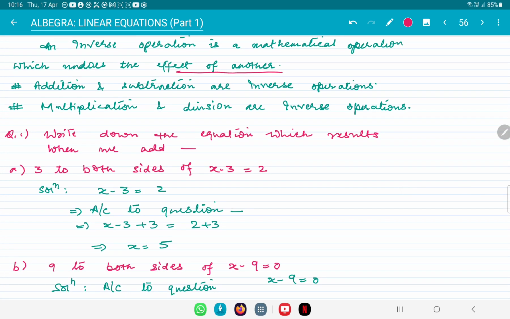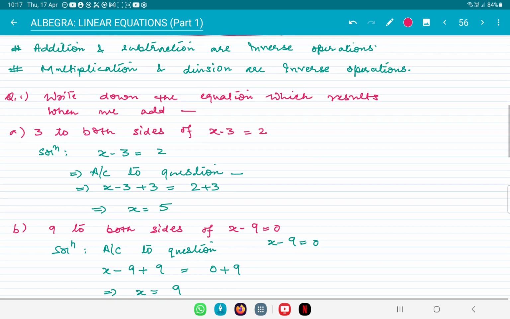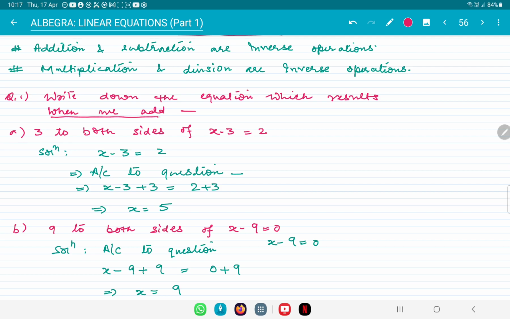Now we are doing some little problems based on linear equations. Whatever they say in your question, you have to do the same in your solution. The first question is: write down the equation which results when we add 3 to both sides of this equation. Here you are seeing this is the equation.